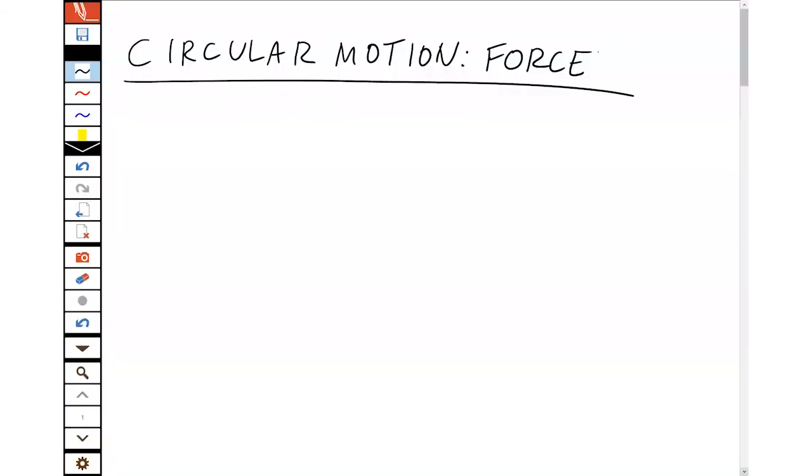We saw that the velocity was changing, and so that means there must be an acceleration, the circular acceleration, or, for its formal name, the centripetal acceleration. And that leads us to the next connection. If there's an acceleration, there must be a total force causing that.